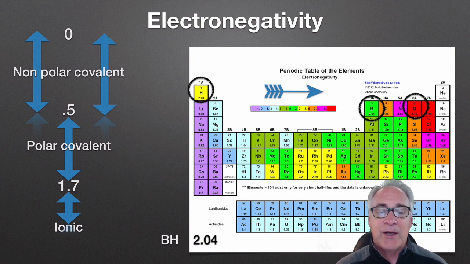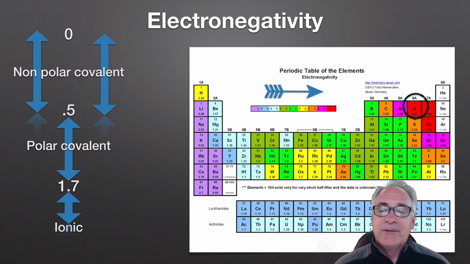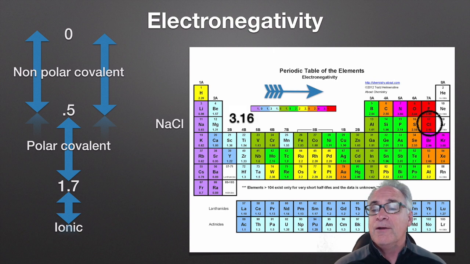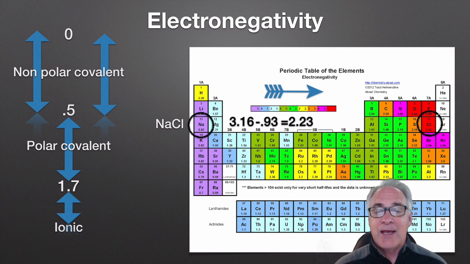And our last one that I want to show you before we sign off today is NaCl, which is basically salt. We're going to first take a look at chlorine, and it's 3.16 in electronegativity. The electronegativity number for sodium is 0.93. You subtract and get 2.23 electronegativity.